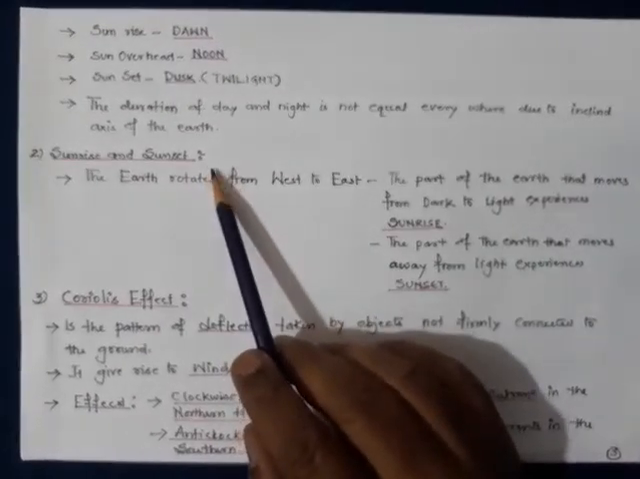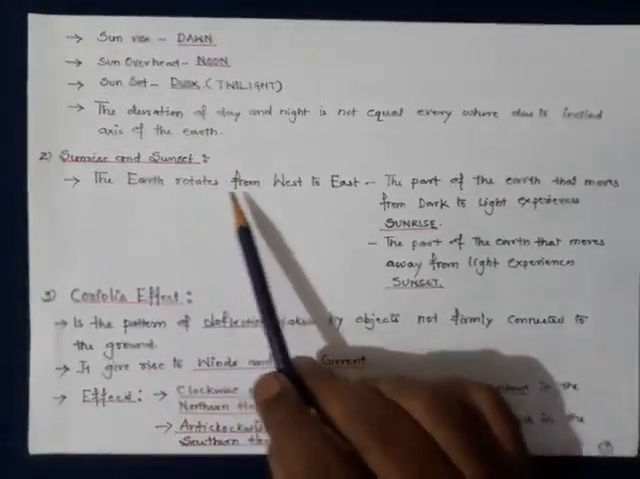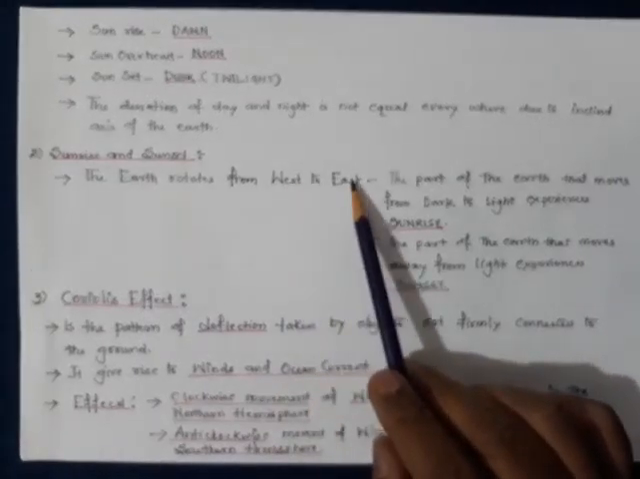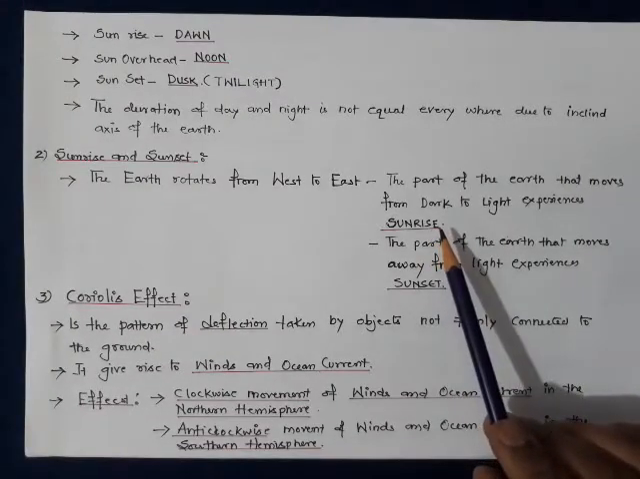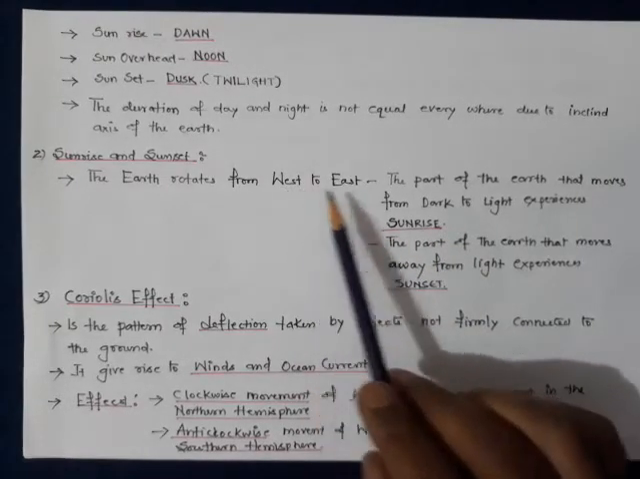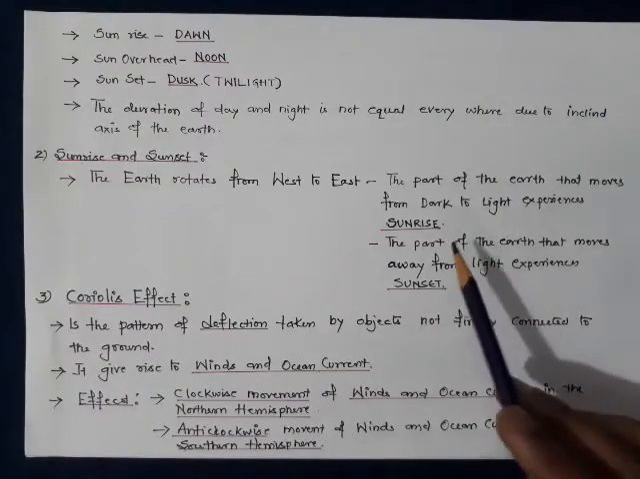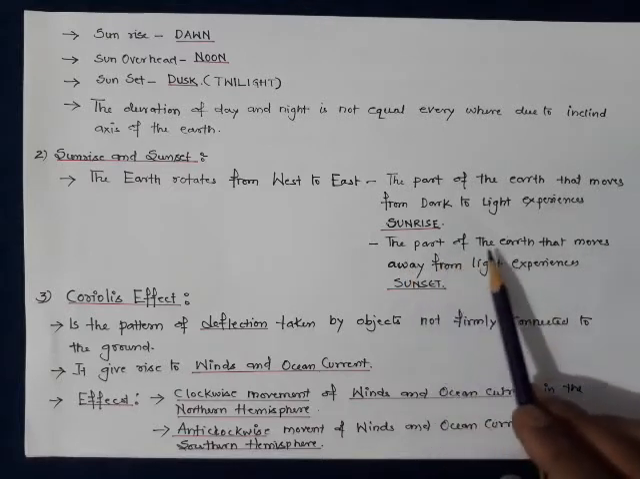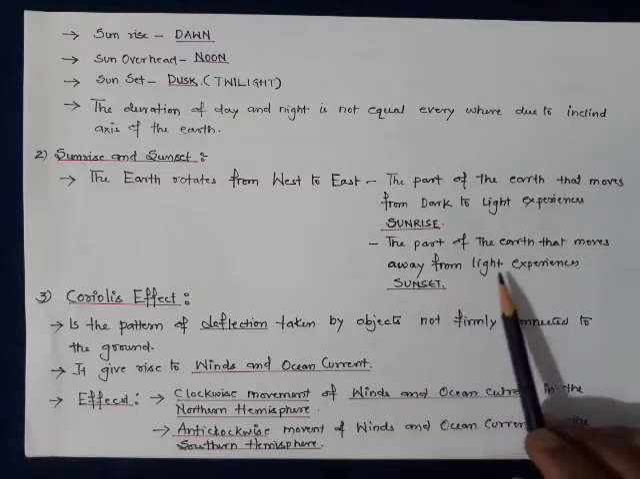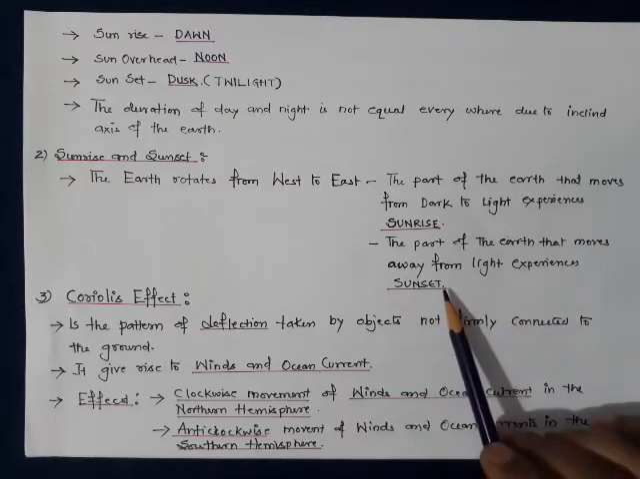Sunrise and sunset. The earth rotates from west to east. The part of the earth that moves from the dark to light experiences sunrise. So that's the reason why the sun rises from the east, because the earth rotates from west to east. So hence the sunrise is experienced along the eastern zone. The part of the earth that moves away from the light experiences sunset.